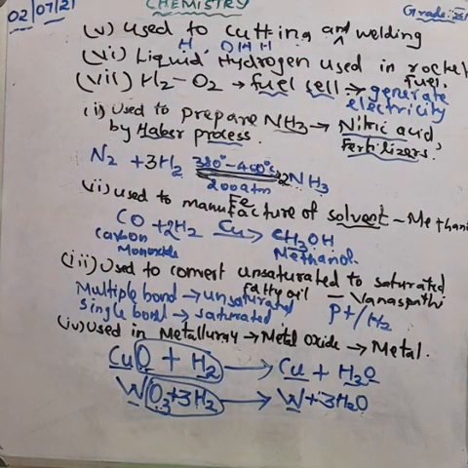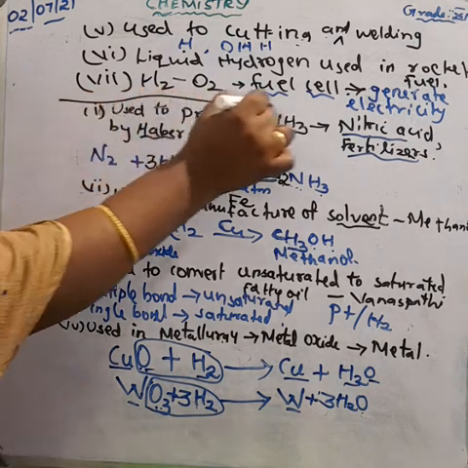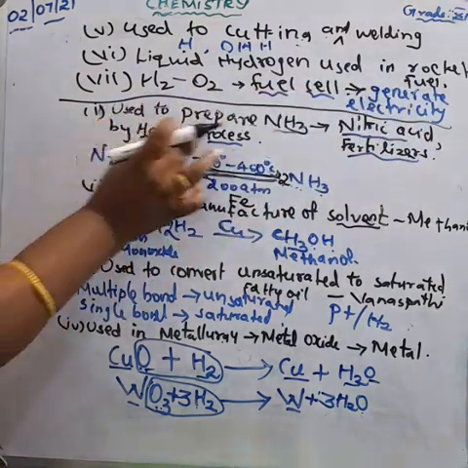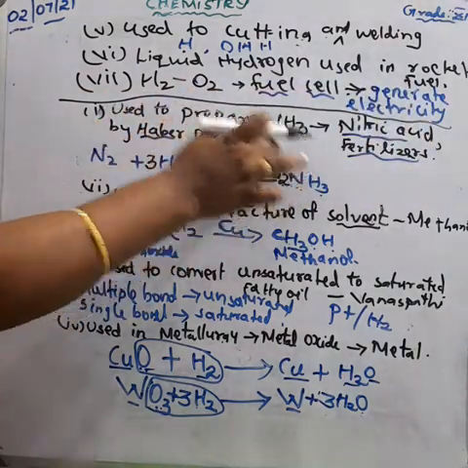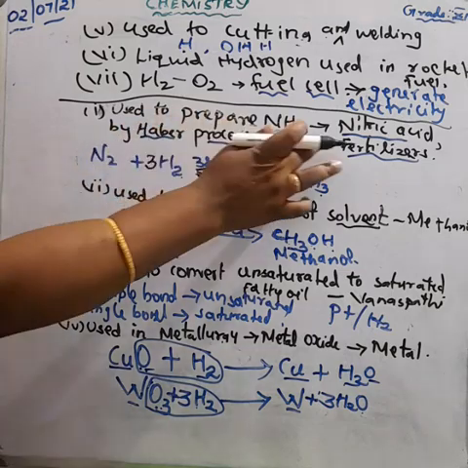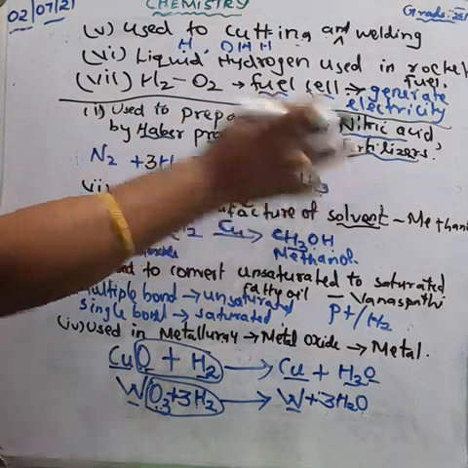Okay, by using the hydrogen and oxygen fuel cell, we can generate the electricity. Understood? These are about the uses of hydrogen. What are the uses of hydrogen? First one, used for the synthesis of ammonia by Haber's process. This ammonia we can use to prepare the nitric acid and fertilizers.